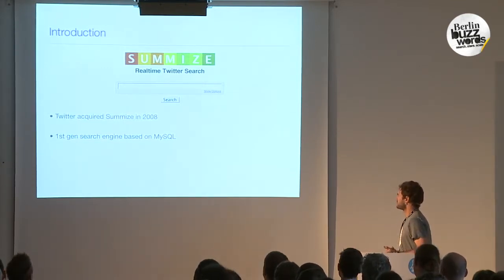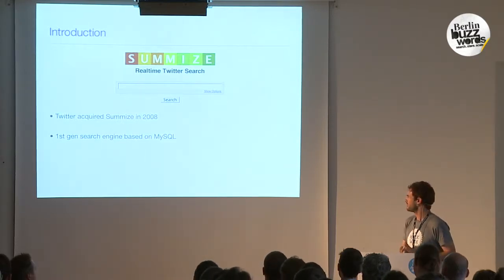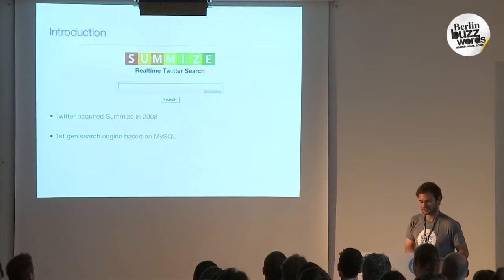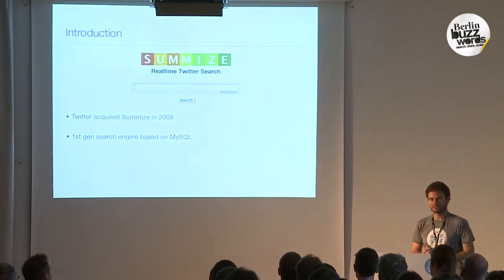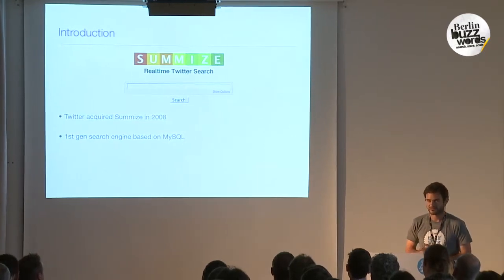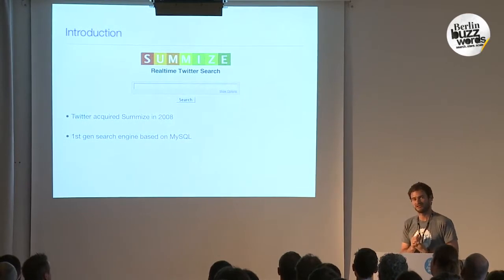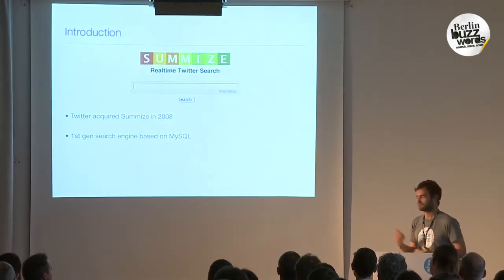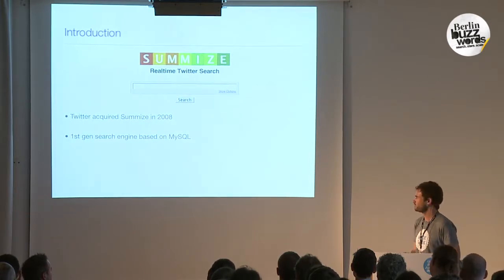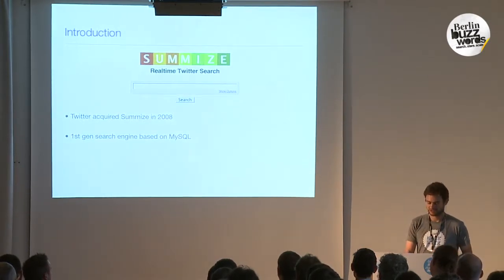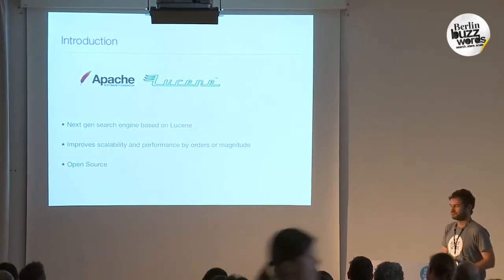Okay, so just a very brief introduction to Twitter search. Twitter bought, I think in 2008, a small company that was called Summize. It was a little startup with like 10 people or so. And that was the first generation of real-time search at Twitter. It was actually surprisingly built on MySQL, which is not normally the technology you would choose for this, but it worked surprisingly well until like 2010, and then the system was starting to fall apart. So we had to change the whole thing.